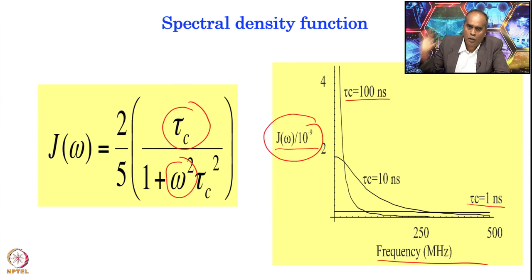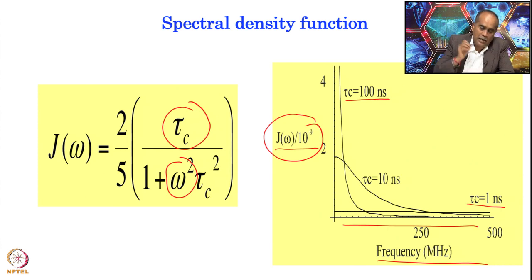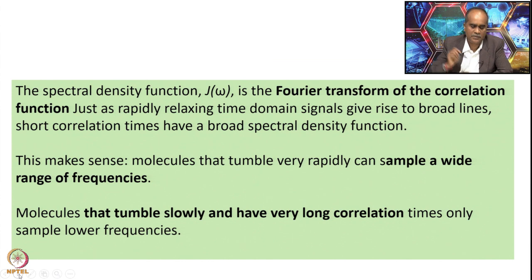So for a longer correlation time, it can dissipate power very fast. For a shorter correlation time, it dissipates power very slowly with the frequency. That is what the spectral density function tells us, and we said that we can express our relaxation parameters in terms of a spectral density function. So the spectral density function J(omega) is a Fourier transform of the correlation function.